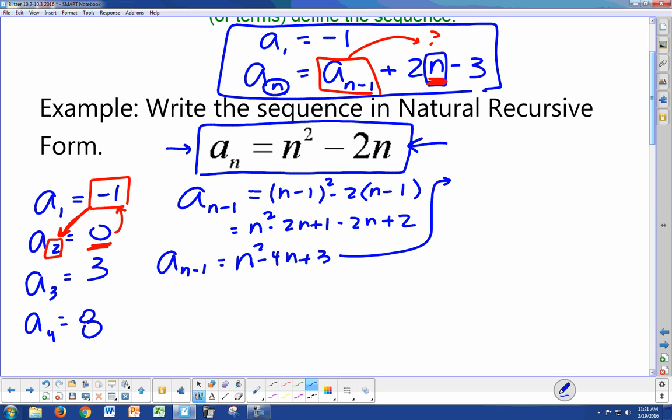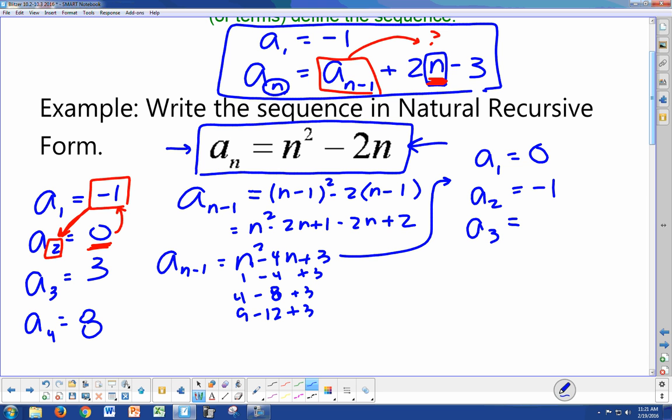Now let me rewrite a few of these terms, because these terms are going to look a little bit different than our current a sub n. So a sub n minus 1, let's start with a sub 1. Plug a 1 in here, I'm going to get 1 minus 4 plus 3, which is 0. A sub 2, plug a 2 in there, that's going to be 4 minus 8 plus 3, which is negative 1. A sub 3 is going to be 9 minus 12 plus 3, which is 0. A sub 4, and I hope you start seeing this soon, is going to be 16 minus 16 plus 3, or 3. And finally, a sub 5 is going to be 25 minus 20 plus 3, or 8.